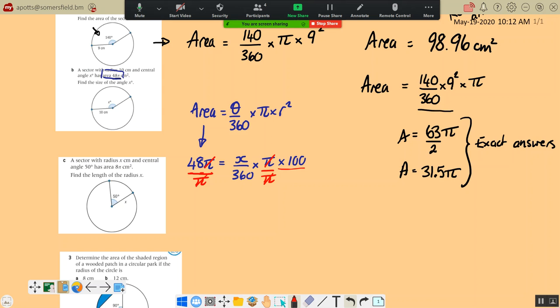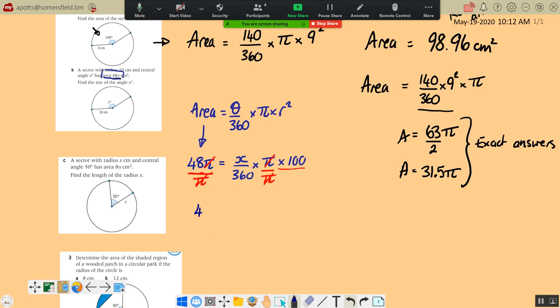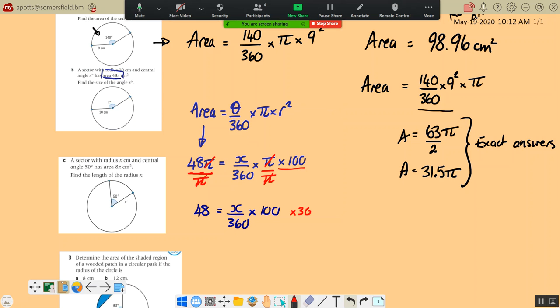And we don't have that number in there anymore. So now I'm left with an easier one to work with, which is 48 pi divided by pi is just 48. Now I've got x divided by 360, but the pi is gone, multiplied by 100. That's a bit easier to work with. I don't have to round anything. There's no decimals involved. Does that make sense? So what would I do now at this stage? I'd multiply again. What would you multiply by? Yeah, let's multiply both sides by 360.